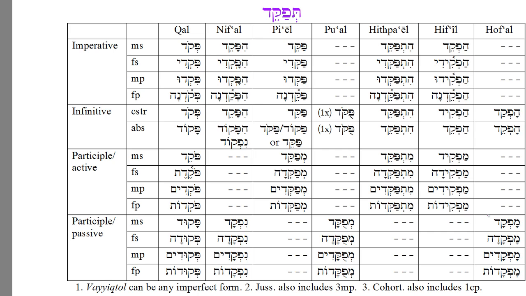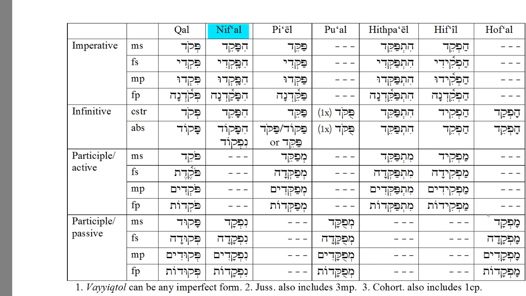And for the Piel, the same principle holds. We just take away the tav with vocal schwa and we end up with our imperative forms: paked, pakdi, pakadu, and pakedna. Note that the Pual and the Hofal do not have imperatives. The other forms have prefixes.